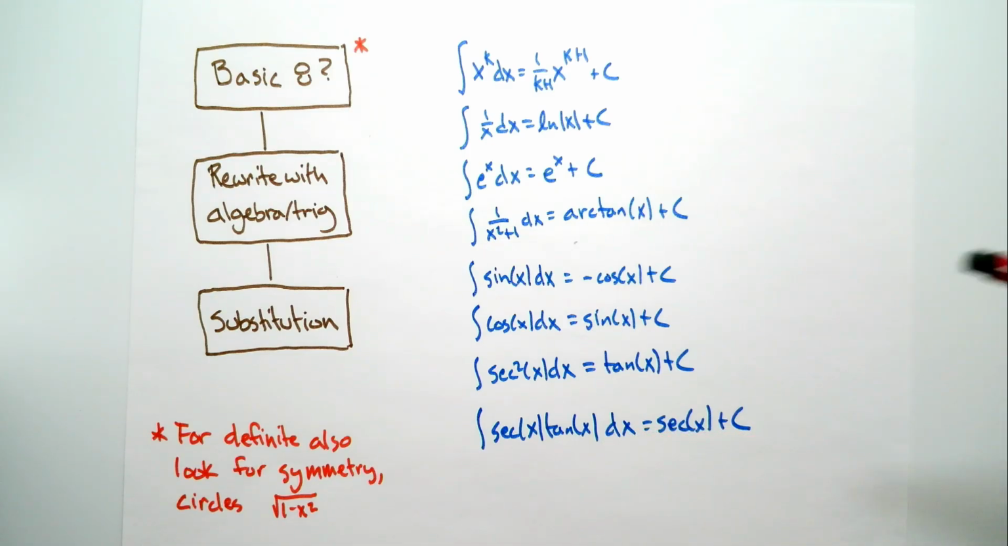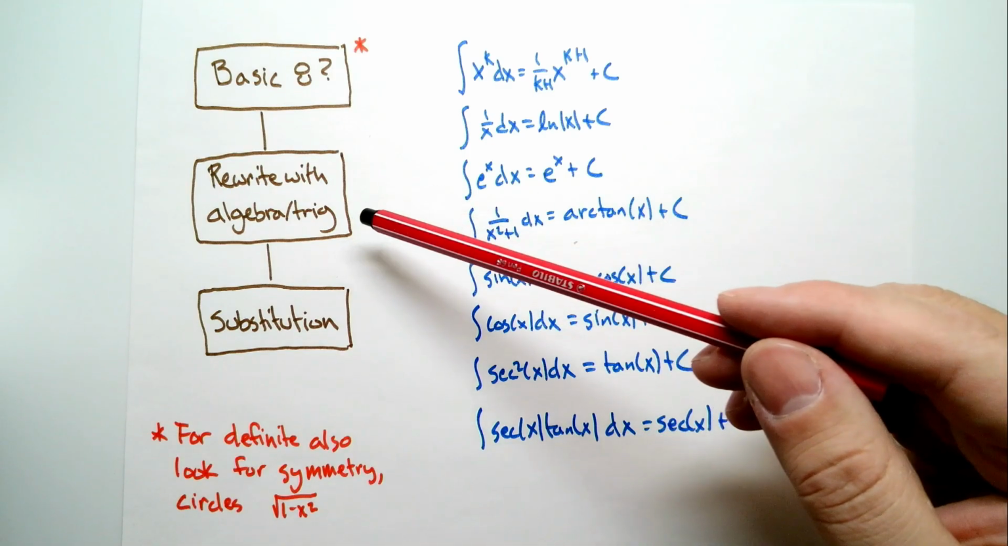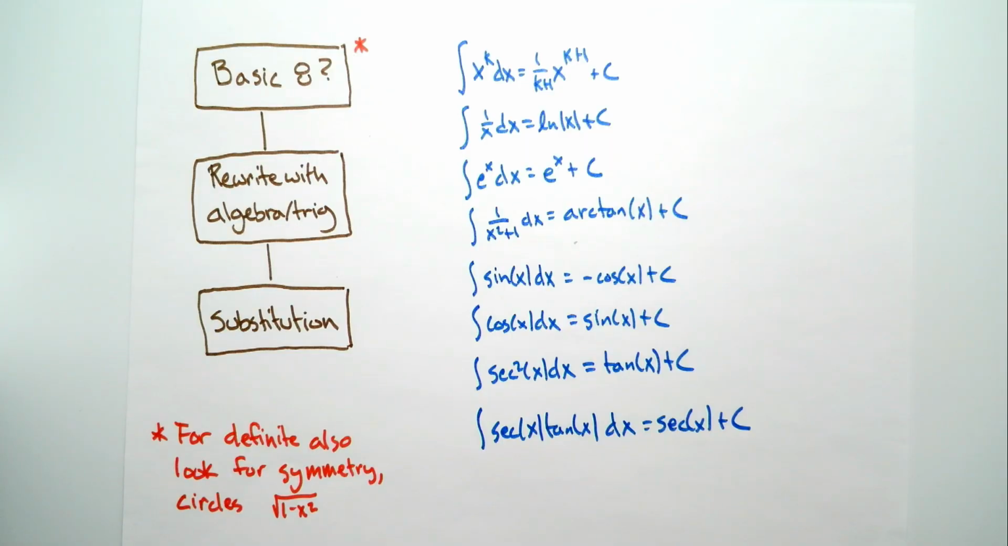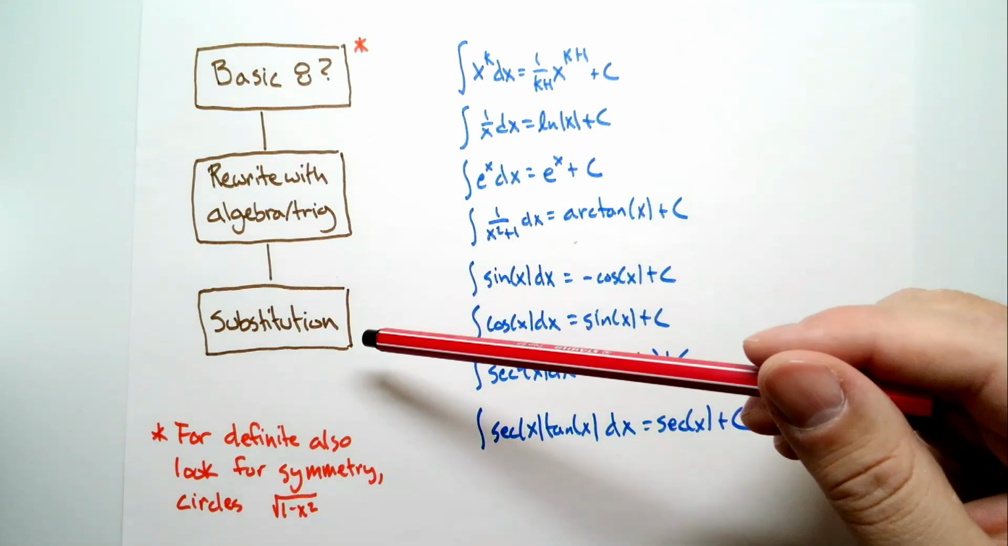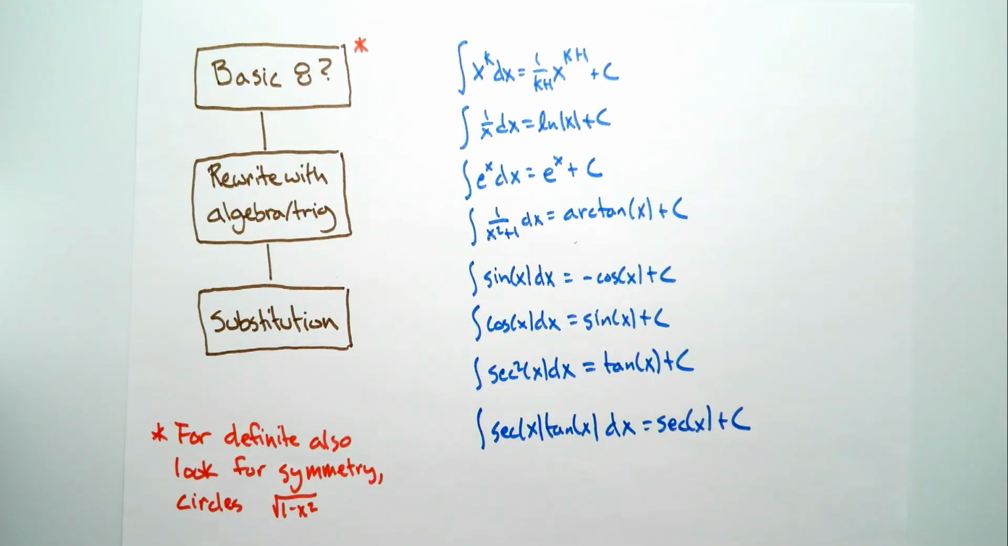So what do we do? Well, rewrite using algebra or trig identities. Or look for substitution. Substitution is one of the most powerful tools you have when it comes to integration. In both the algebra, trig, and substitution, the whole idea is let's rewrite this to something which is easier for us to digest, in the hopes that what we have is going to be much better to work with.